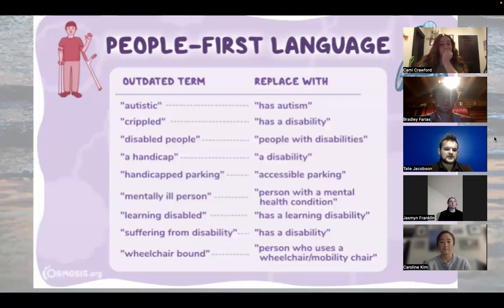And here is a little picture that shows some person first language and identity first language. As you can see on the left side, we have identity first: autistic, crippled, disabled people. And then on the other side, we have person first: has autism, has a disability.